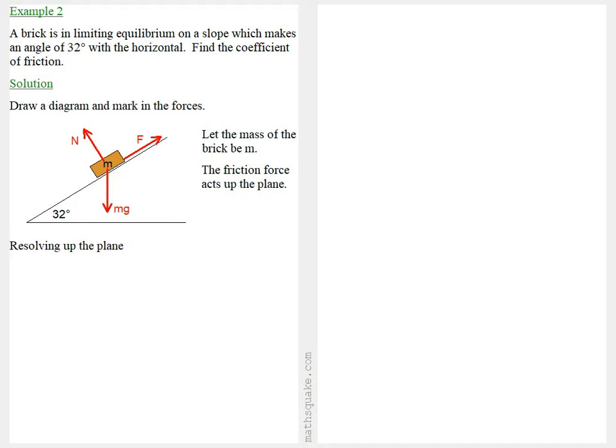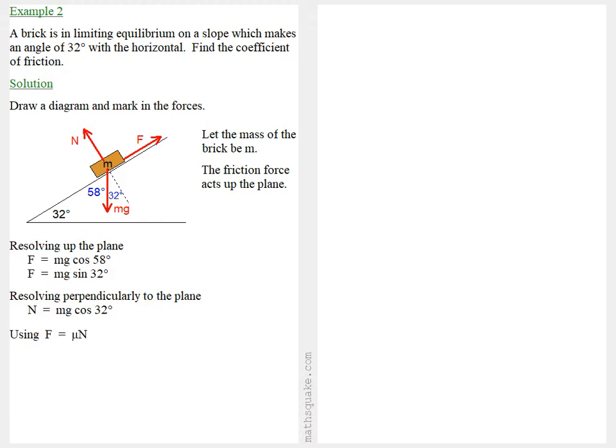And then resolving up the plane, we see that the angle between the plane and the vertical is 58 degrees. So we have F equals mg cos 58. The component is always the cosine of the angle between the force and the direction we want. We can write this as F equals mg sin 32. If we now resolve perpendicularly to the plane, we get N equals mg cos 32.